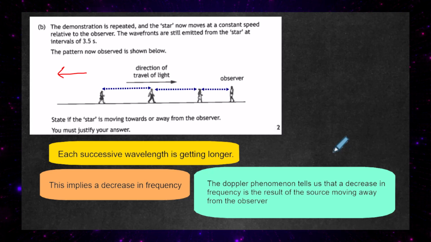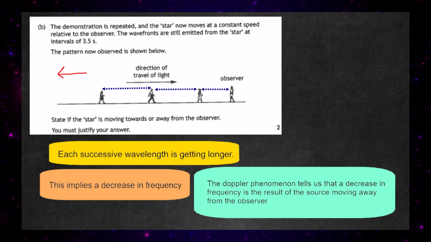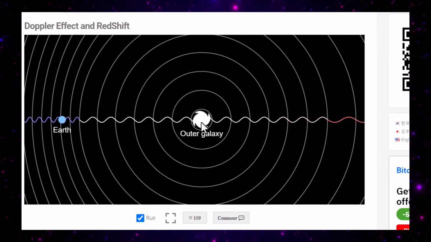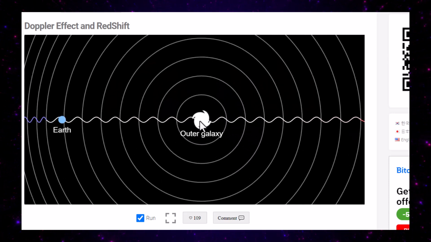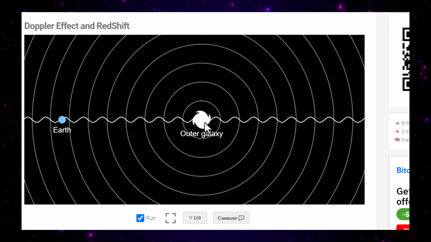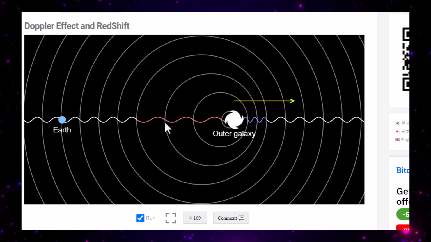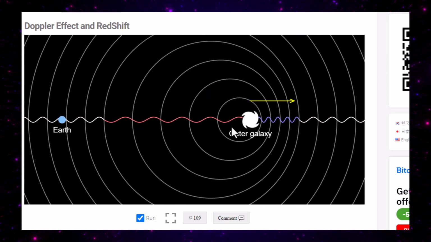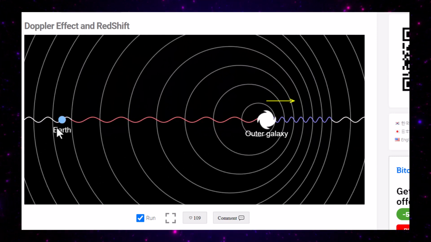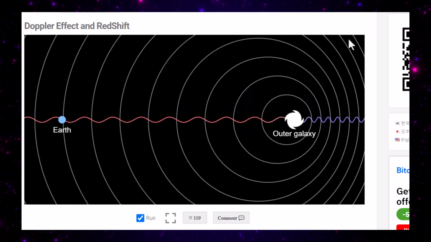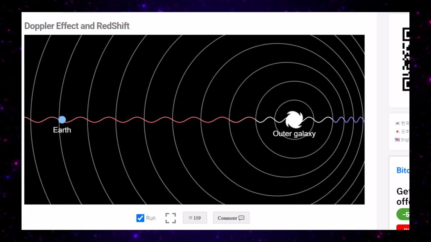Now, if you're not convinced with that, take a look at this excellent little simulation here, and you can see we have got a galaxy here, and the galaxy, as we can see, is sitting there still. But if I move it away from the Earth, you can see that definitely the wavelengths have been stretched. So any source of waves which moves away from the observer, the wavelengths will be stretched longer. And that's the answer to that particular question.